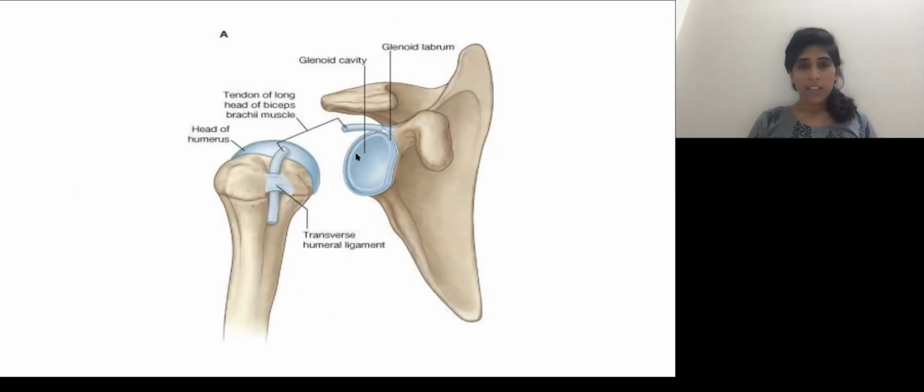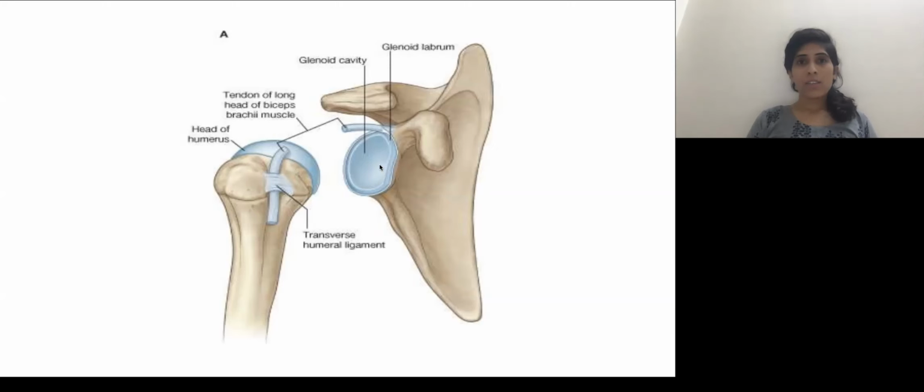As you all can see here, the concave surface is the glenoid cavity, and the convex surface is the head of the humerus. So the larger head of the humerus will articulate with the smaller articulating surface of the scapula, that is the glenoid cavity, and which makes this GH joint.